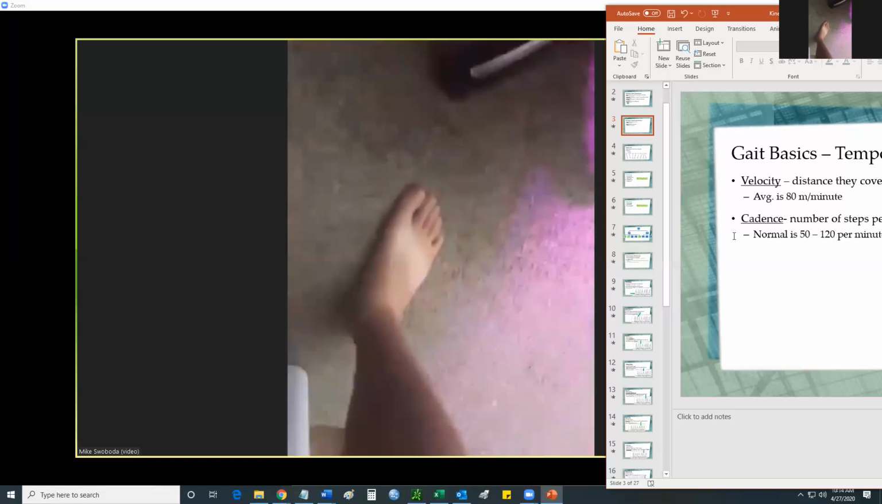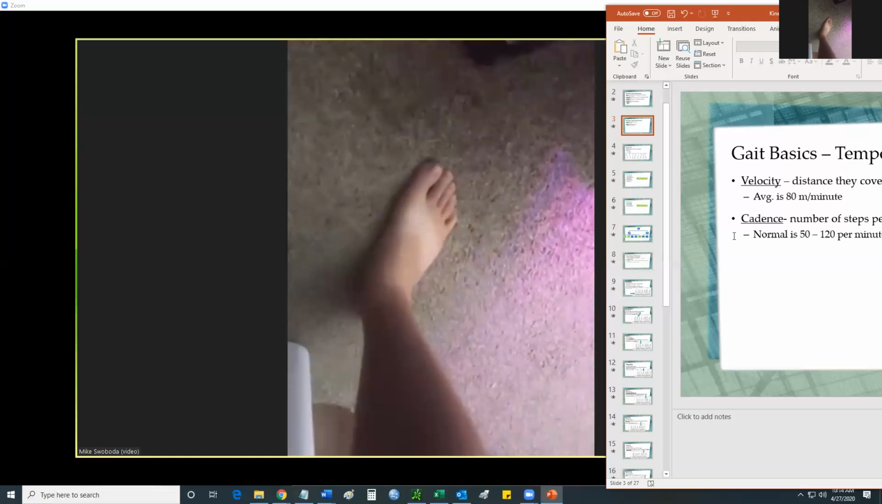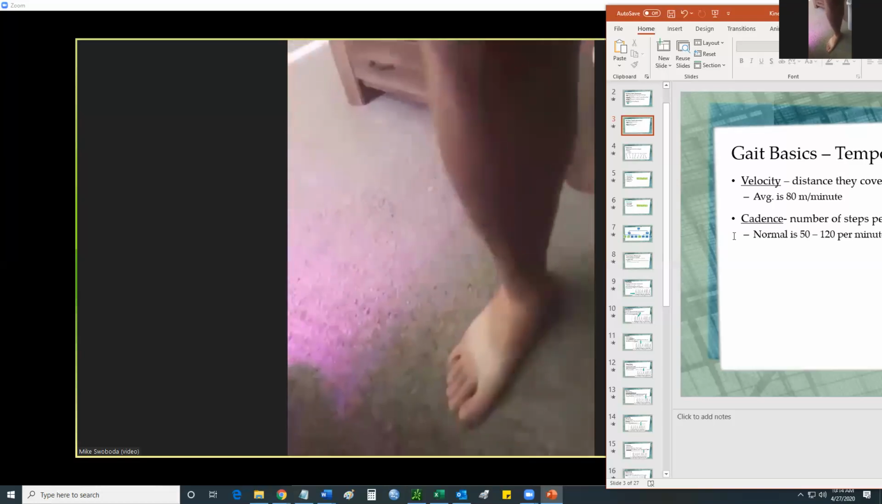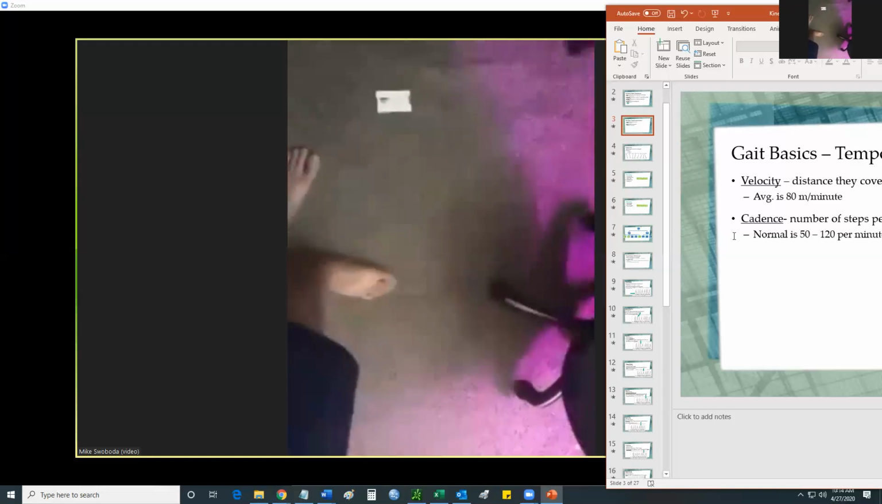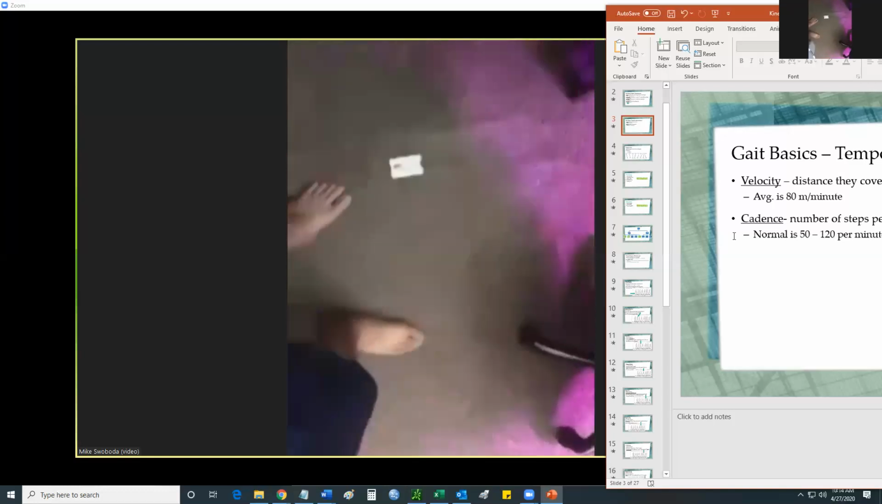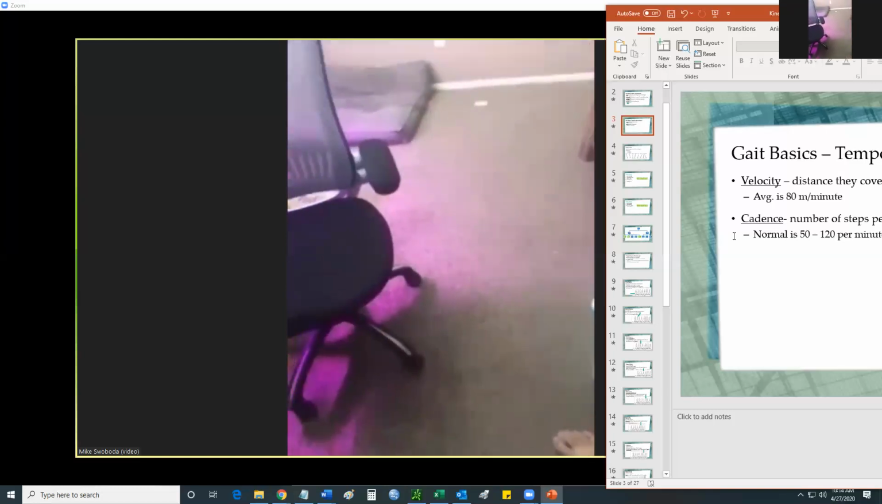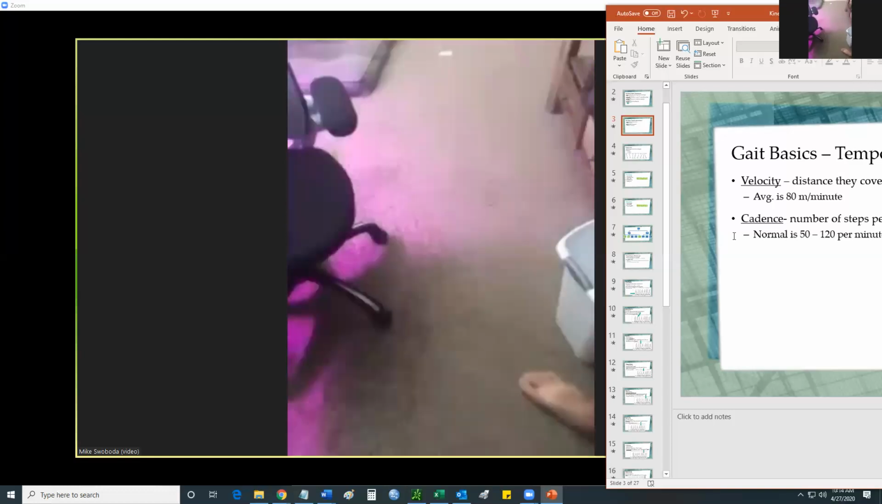So I would put that here. Actually, take that back. I'm going to put that up here because that's going to be my total distance. So from right here where I ended to back there where I started, that's the total distance I covered.